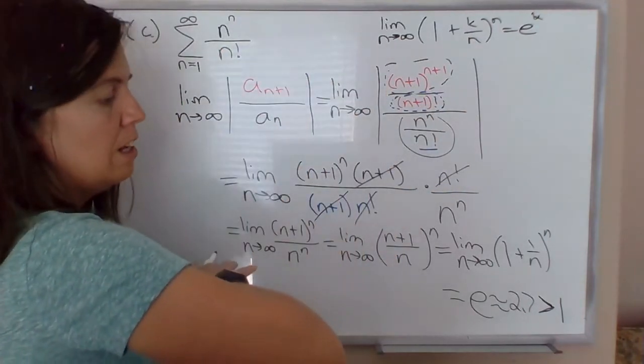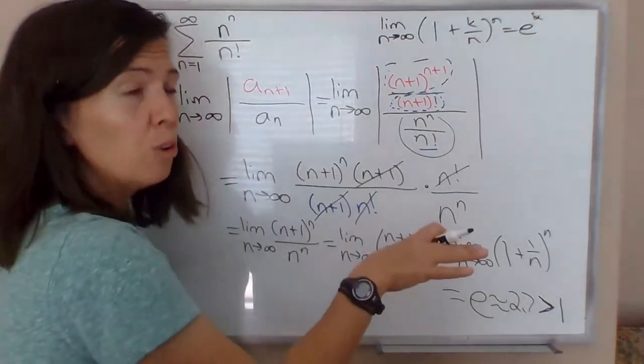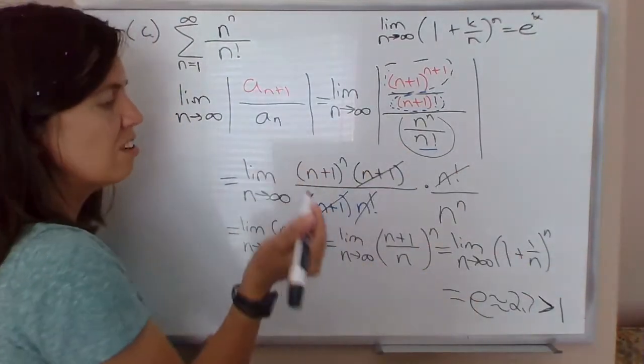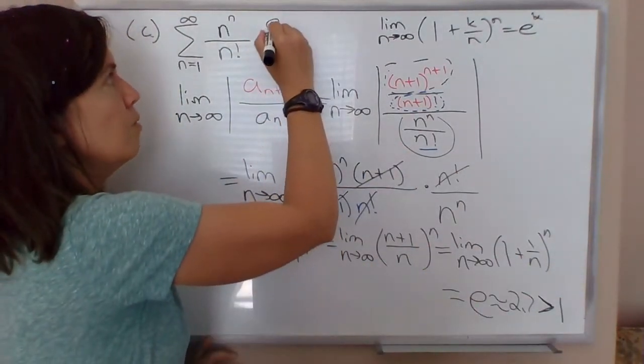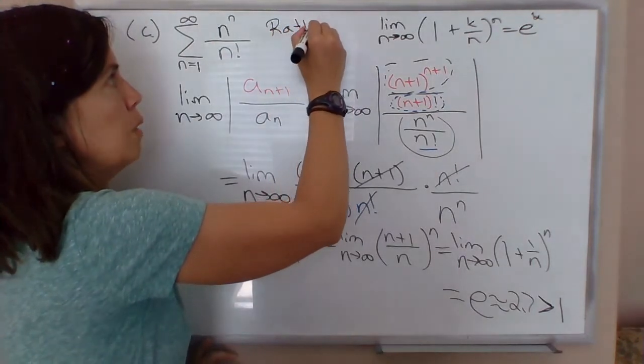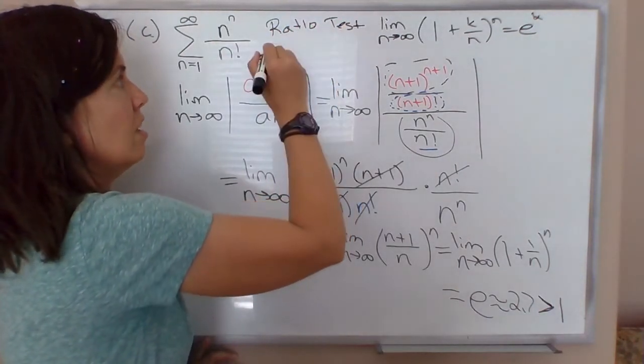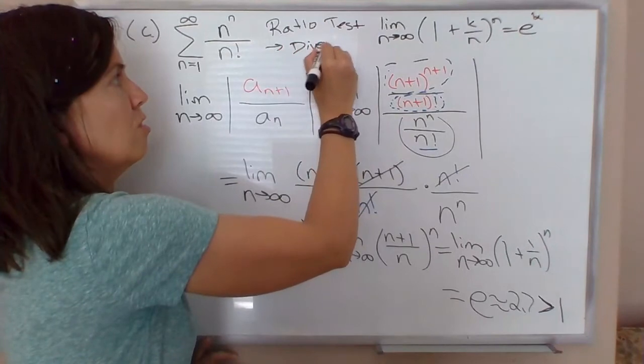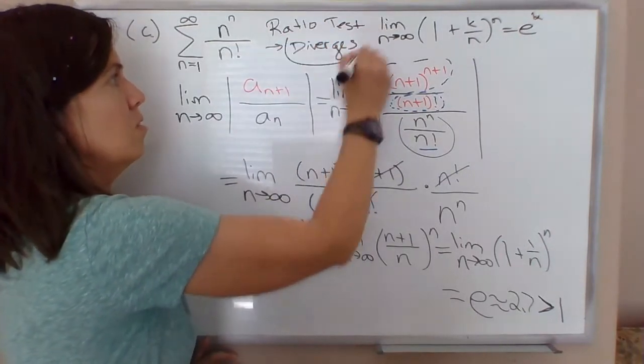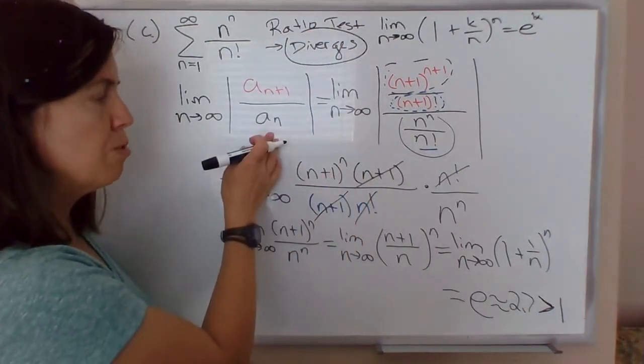If it's less than 1, the ratio test says it converges. And if it's equal to 1, you've got to try a different test. The ratio test doesn't know what to do with that. So by the ratio test, this series diverges, because the limit of a n plus 1 over a n is e.